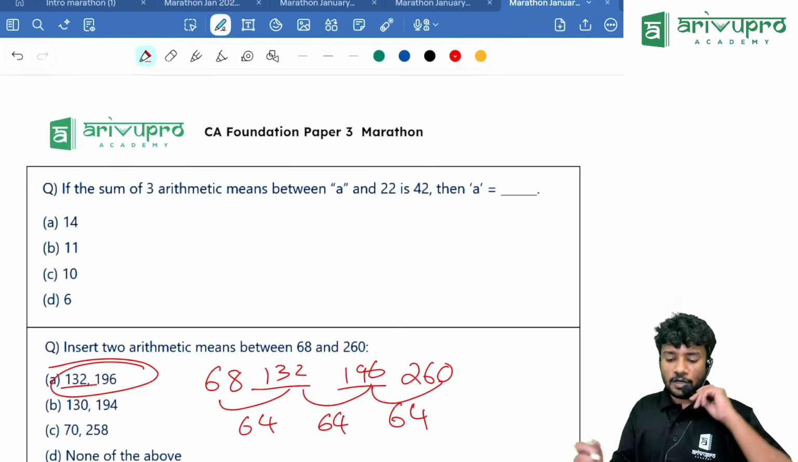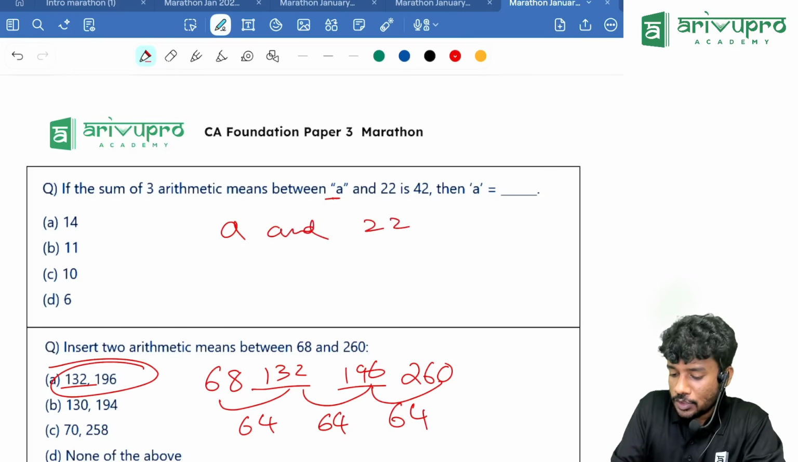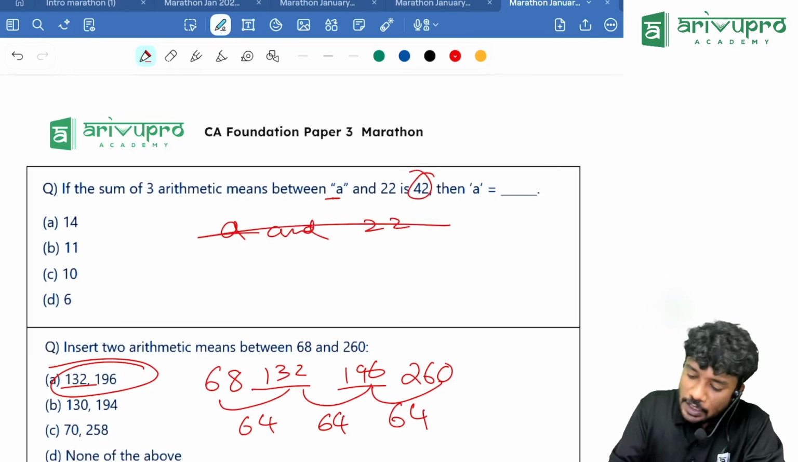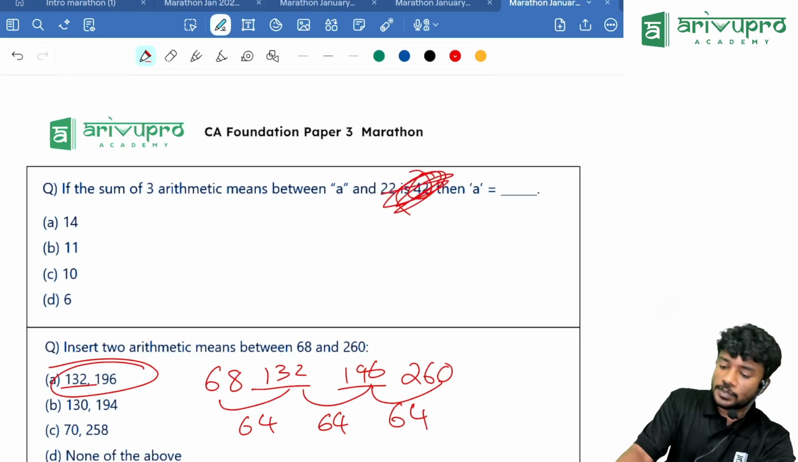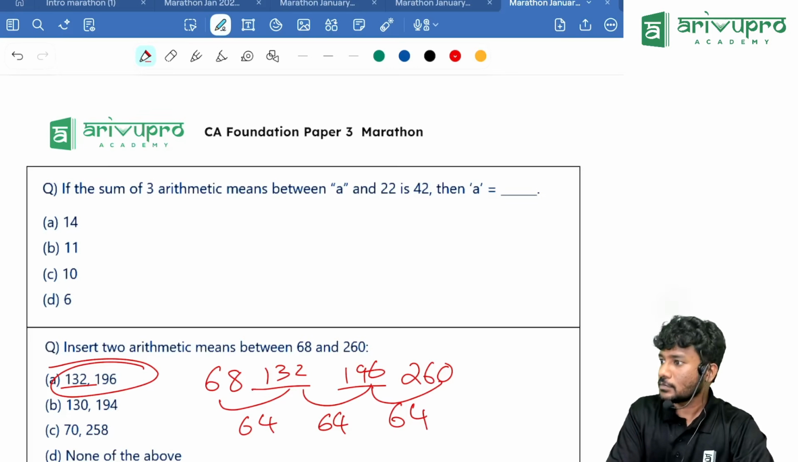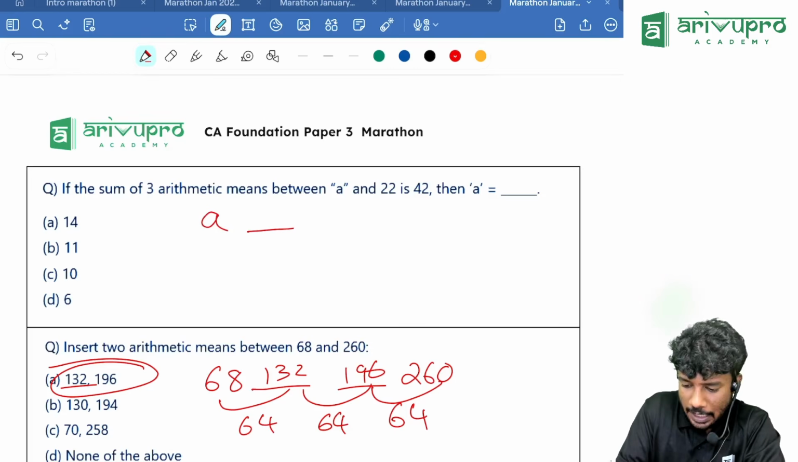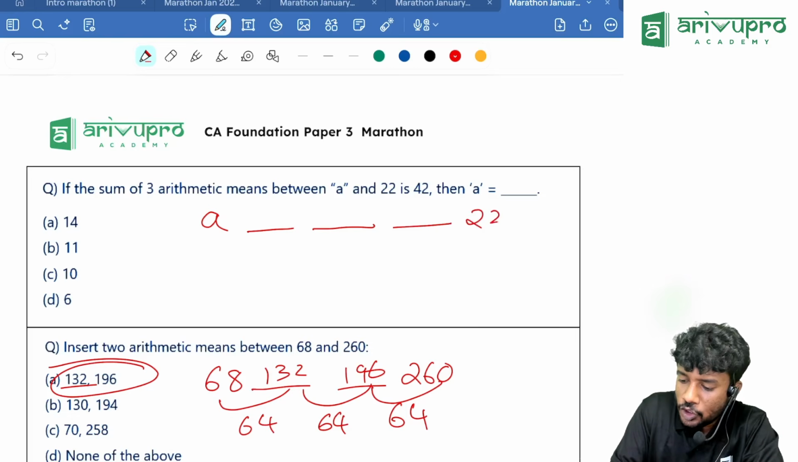If the sum of 3 arithmetic means between A and 22 is 42, then A is equal to how much is the question. So what are the terms? A is there, then another term, then another term, then another term, then 22 is there.